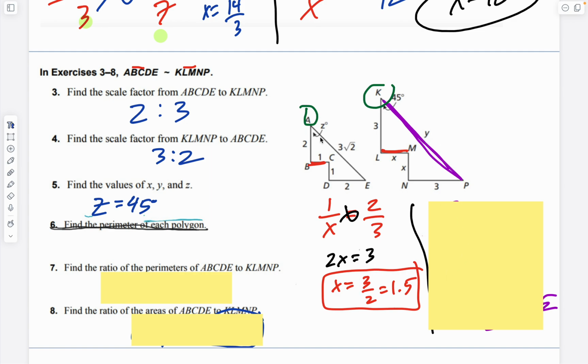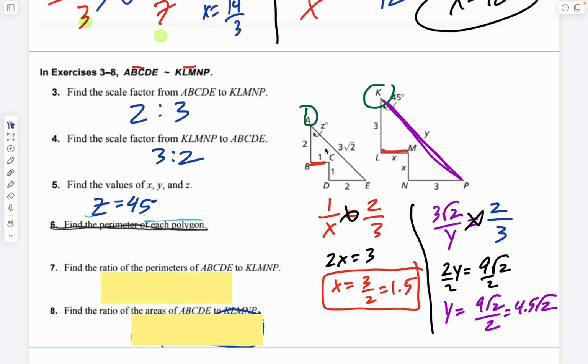If I want to solve for y, y matches up with AE. Again, I'm going to use 2 over 3. I'm a left to right person. So I'm going to say 3 root 2 over y equals 2 over 3. Left to right, left to right. Cross multiply. I get 2y equals 9 root 2, and then I divided both sides by 2 to get 4.5 root 2.